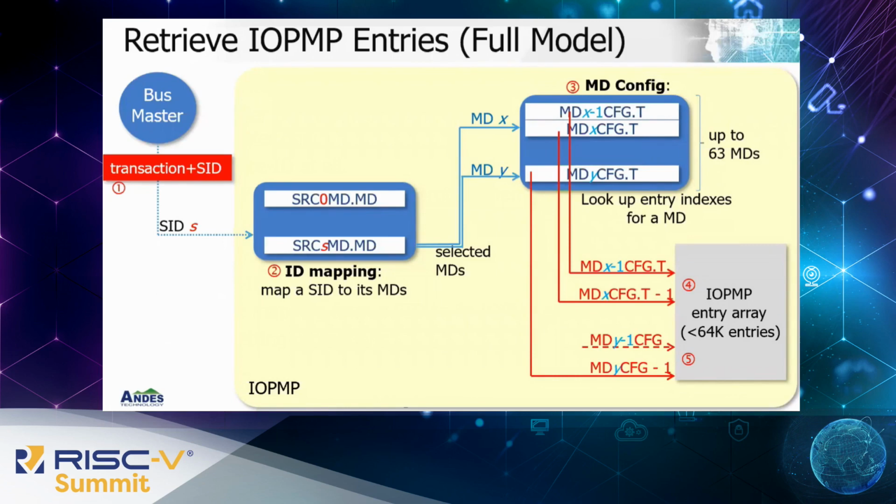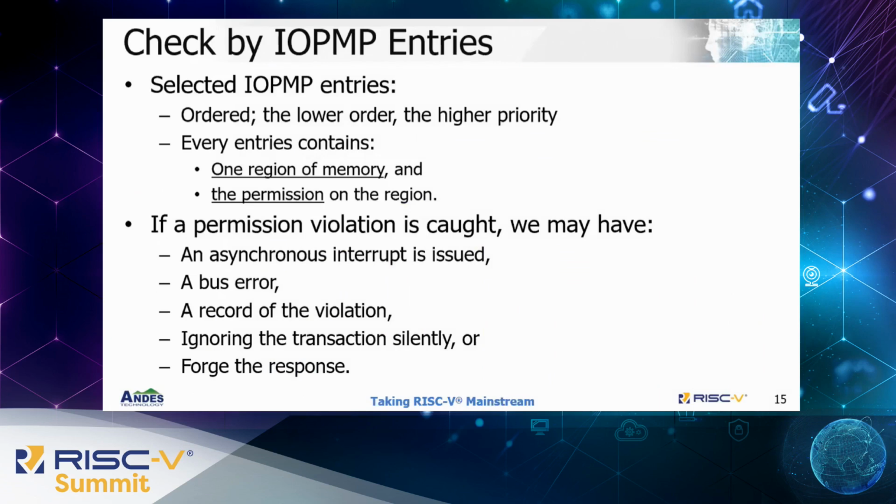This means a bus master is allowed to access the region belonging to multiple physical functions or devices defined in individual memory domains. A memory domain has a group of IOPMP entries which are defined by the MDCFG table. We can retrieve relevant entries from the IOPMP entry array. And finally, we can check the permission for the transaction from these entries. If a permission violation is caught, we can perform several following reactions.